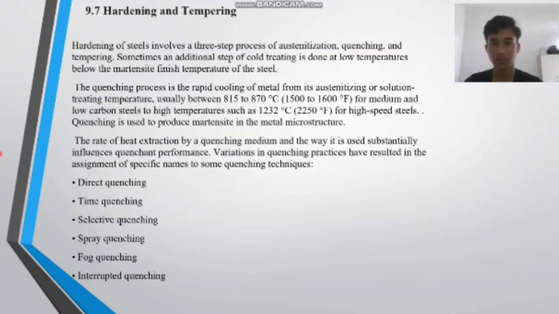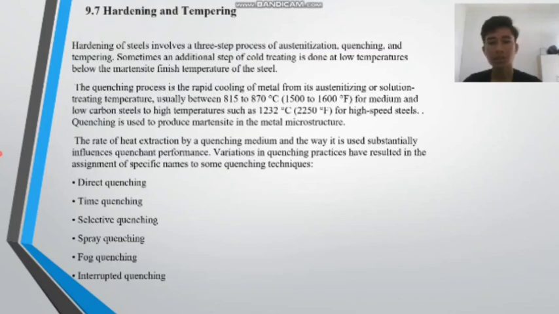Sometimes an additional step of cold treating is done at low temperature below the martensite finish temperature of the steel. The quenching process is the rapid cooling of metal from the austenitizing or solution treating temperature, usually between 815 to 870 degrees Celsius or 1500 to 1600 degrees Fahrenheit for medium and low carbon steels, to high temperatures such as 1232 degrees Celsius or 2250 degrees Fahrenheit for high-speed steels. Quenching is used to produce martensite in the metal microstructure.